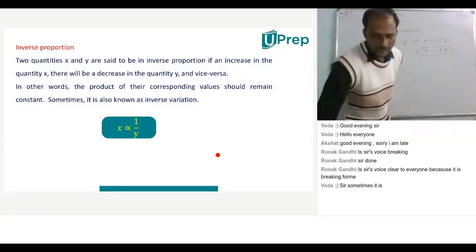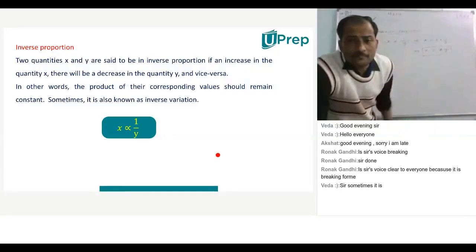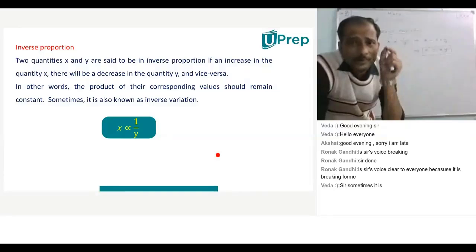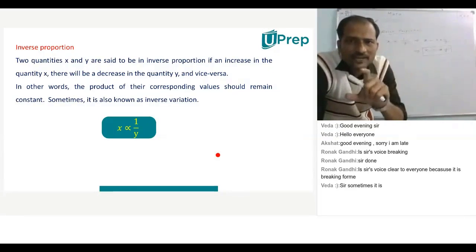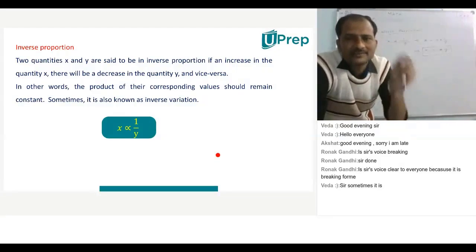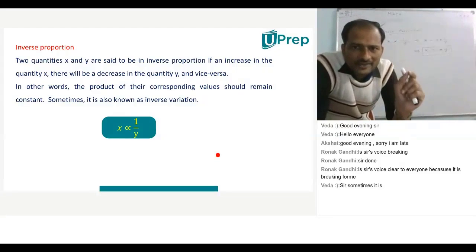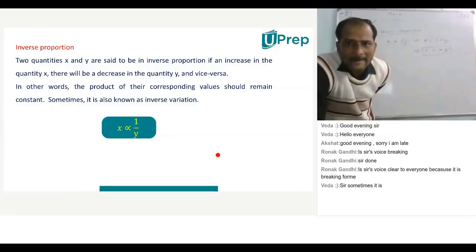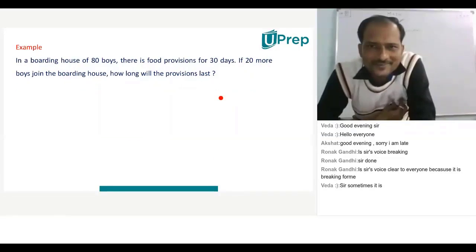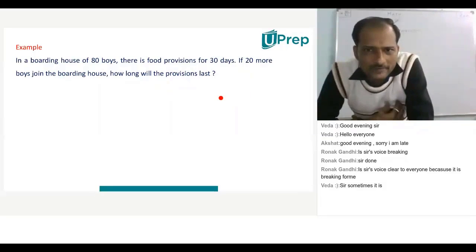Right. So if the value of the proportionality constant is the product of the given quantities, then the quantities are in indirect proportion. Okay? Yes, sir. Good. Okay, that's fine. Now, let's move on to the question.